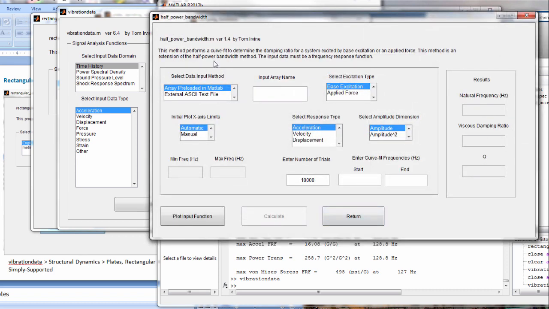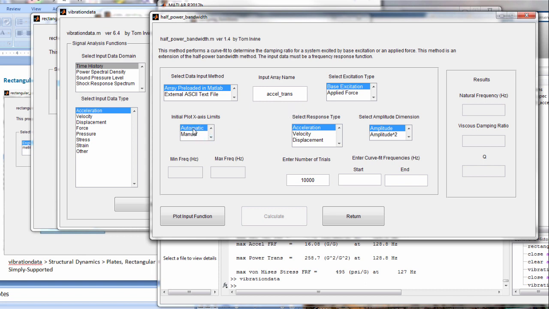So we've actually run this before. This method performs a curve fit to determine the damping ratio for a system excited by base excitation or an applied force. This method is an extension of the half-power bandwidth method. The input data must be a frequency response function. Now, I've learned by experience it's very important to get all these list boxes checked correctly. So our frequency response function, it's a transmissibility function, accel_trans. It is base excitation.